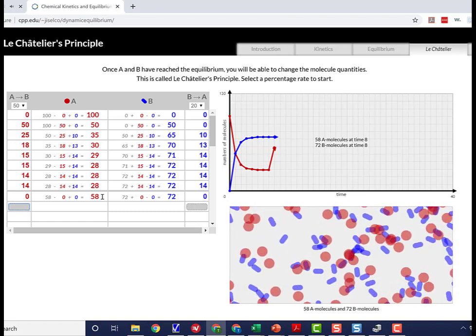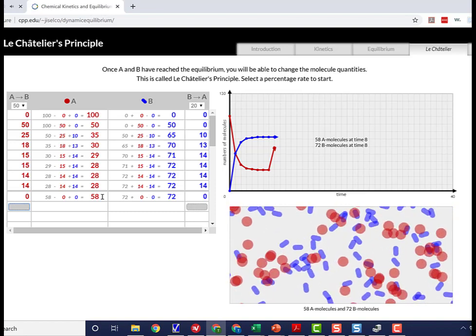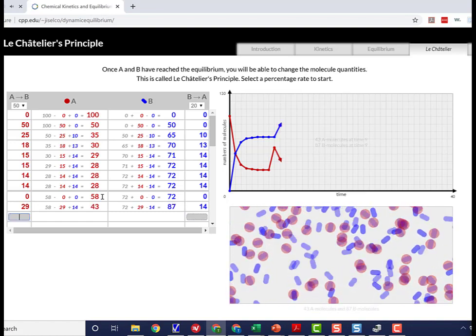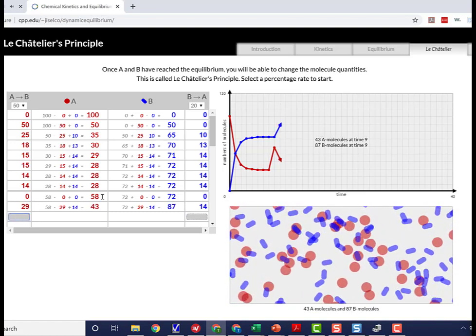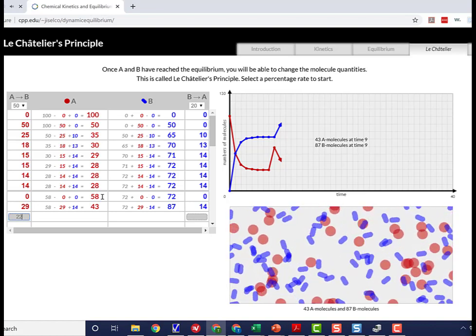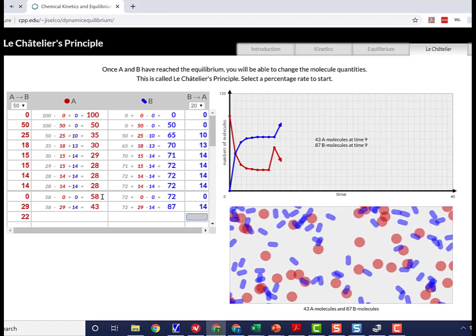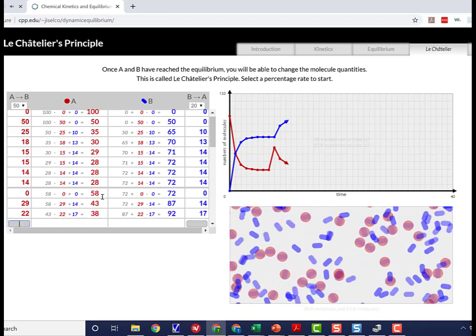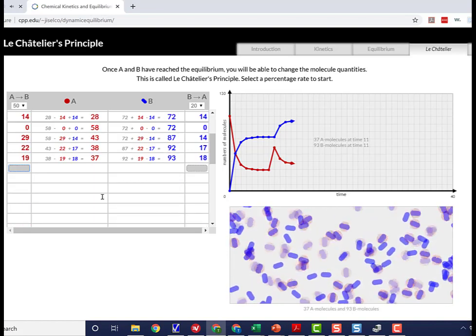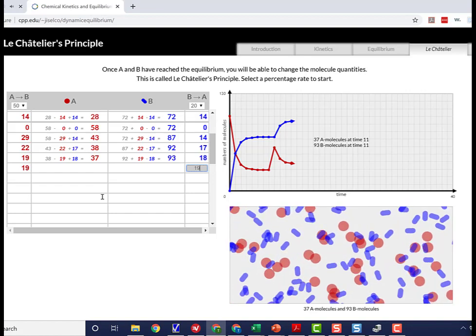But what's it going to do? Well, it's going to continue on. So we're still at the 50%, so half of 58 is 29. And 20% of 72 is still 14. And half of 43 is 22. And 20% of 87 is 17. Half of that is 19. That's 18. 19. Is it 19?